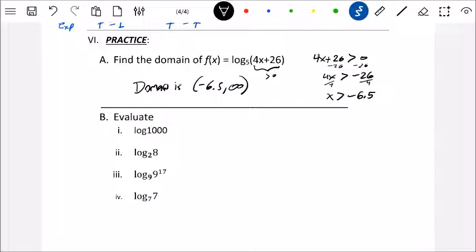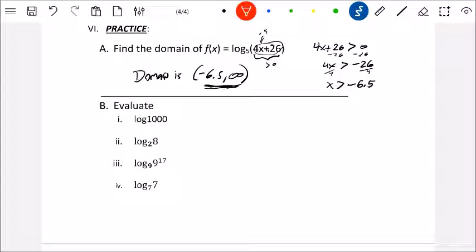So you can have a negative x, as long as the whole thing in here does not turn out negative. So if I put negative 5, which is in this range here, to check it, that gives me negative 20 plus 26, that gives me a positive 6 in there, and as long as it's positive, it's a legal thing to do. You can do it.